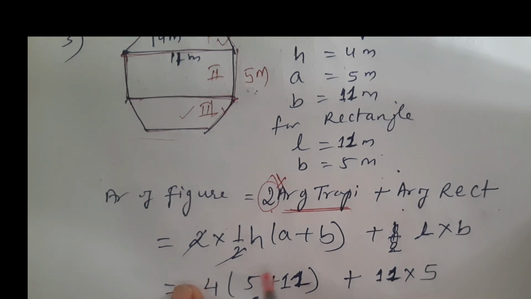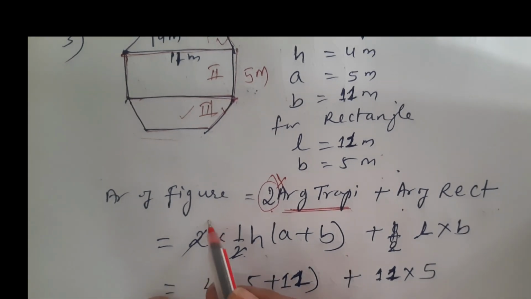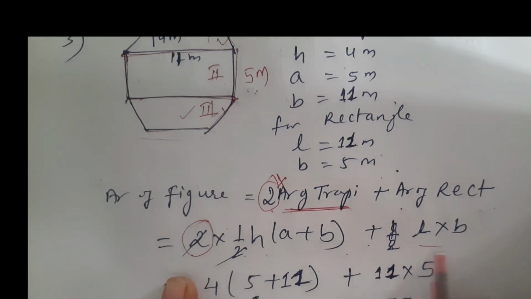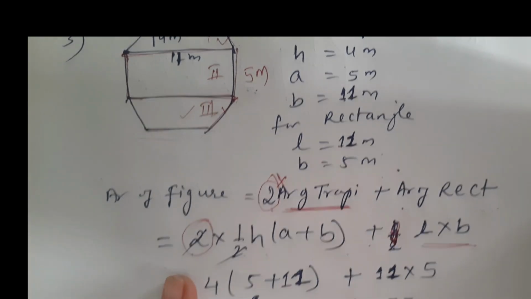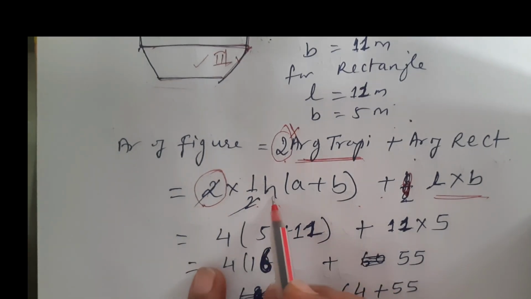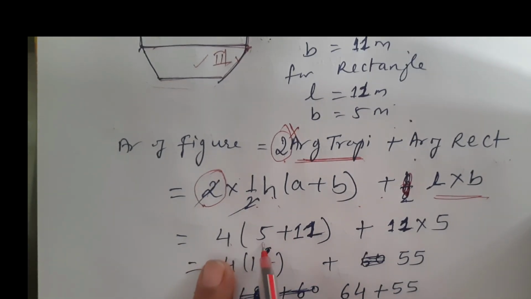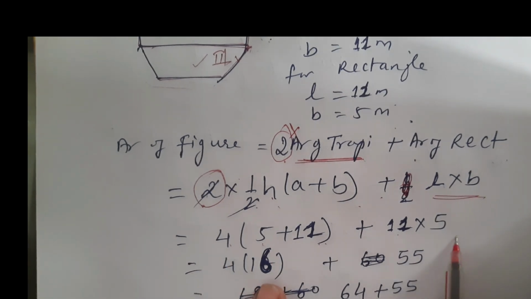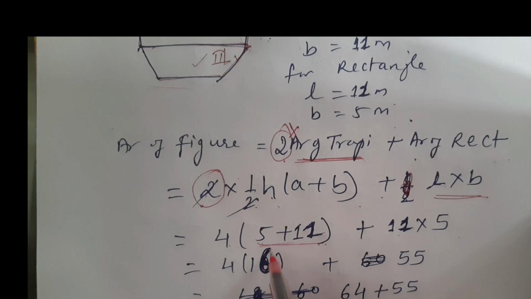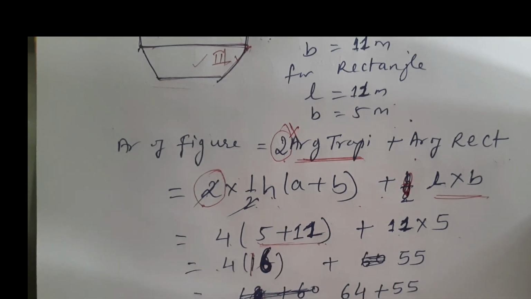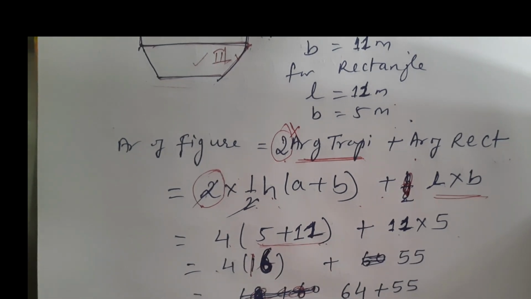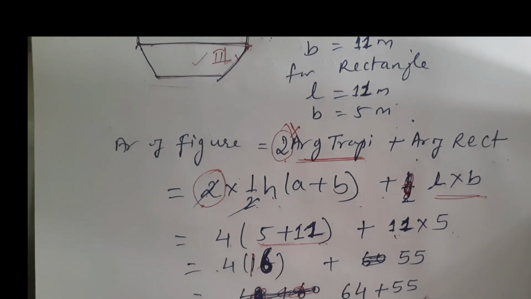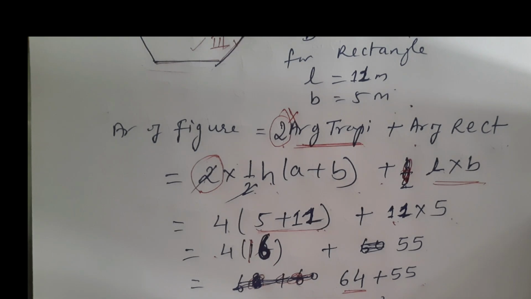So area of trapezium already you know, half h into a plus b. As 2 trapeziums are there, so I multiplied here 2. Then area of rectangle is length into breadth. Now cancel both the 2. Height of the trapezium is 4. Parallel sides are 5 and 11. So 5 plus 11. Length of the rectangle is 11. Breadth is 5. Now 5 plus 11 is 16. Multiply by 4. So 16 multiplied by 4 is 64. Now 11 multiplied by 5 is 55. Add both the values. So area of the figure is 119 centimeter square.